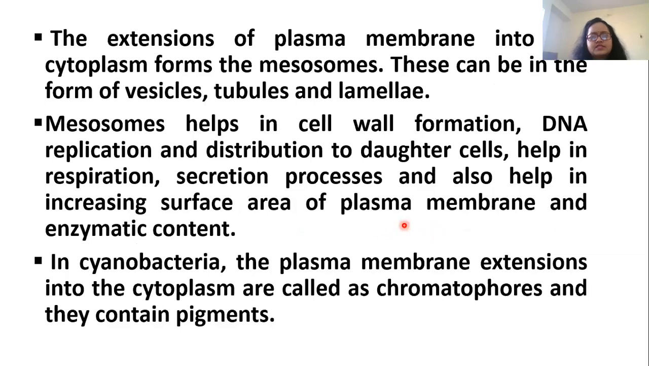The extensions of the plasma membrane into the cytoplasm form the mesosomes. I have already told you about the mesosomes. When the plasma membrane enfolds into the cytoplasm, it forms some vesicles, tubules, or lamellae. These vesicles, tubules, or lamellae are called mesosomes. Now, what is the function of these mesosomes in bacteria? They help in cell wall formation, DNA replication, and the distribution of DNA to daughter cells, help in respiration and secretion processes, and also help in increasing the surface area of the plasma membrane and enzymatic content.